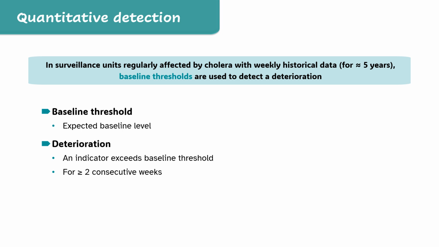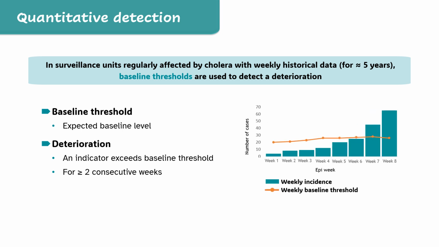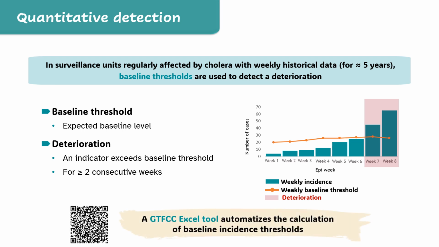Let's illustrate this with a fictive example. On this figure, the weekly incidence during an ongoing outbreak is represented by the green epidemic curve. In orange is the baseline incidence threshold. On weeks 7 and 8, the incidence has been above the baseline threshold. This might correspond to a deterioration and should be investigated. A GTFCC Excel tool is available to automatize the calculations of baseline incidence thresholds. You can download this tool by scanning this QR code.